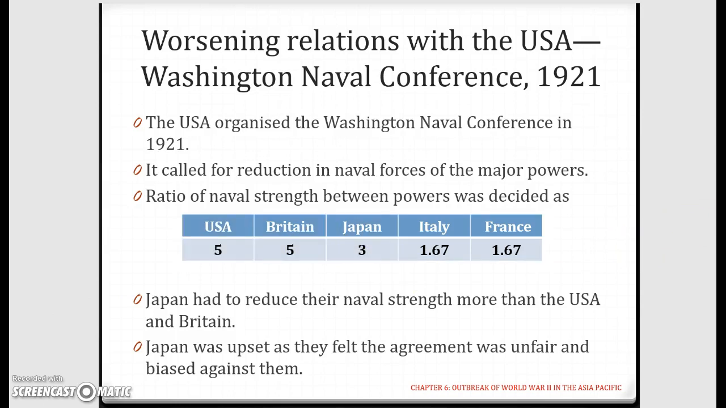So if USA has 5,000 ships, Japan can only have 3,000. So Japan had to reduce their naval strength more than USA and Britain, and they felt that it was very unfair because, well, I'm a major power now. I fought on the winning side. I'm the good guy. I defeated an Angmo country. How come you're not letting me be as equal as you are? Basically, their pride was affected. And as some of you may know, pride can be a very dangerous thing.